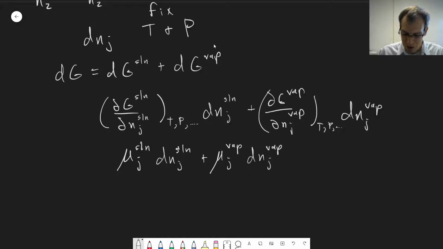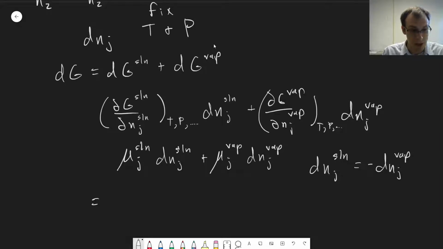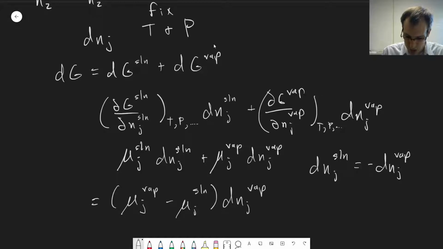But one thing we do know is that if we're thinking about one specific component, NJ, right, this is either component 1 or component 2, that any change in the moles of J in the solution has to be matched by a change in the moles of J in the vapor, right? These are equal to each other. And so that gets us to this equation, mu J vapor minus mu J solution times the change in the moles of J in the vapor. We've seen an equation just like this when we were talking about a single component system instead of a multi-component system. This is a completely analogous equation.